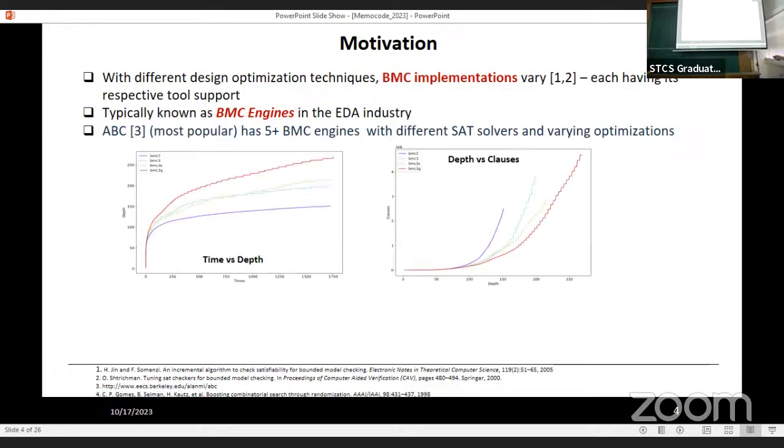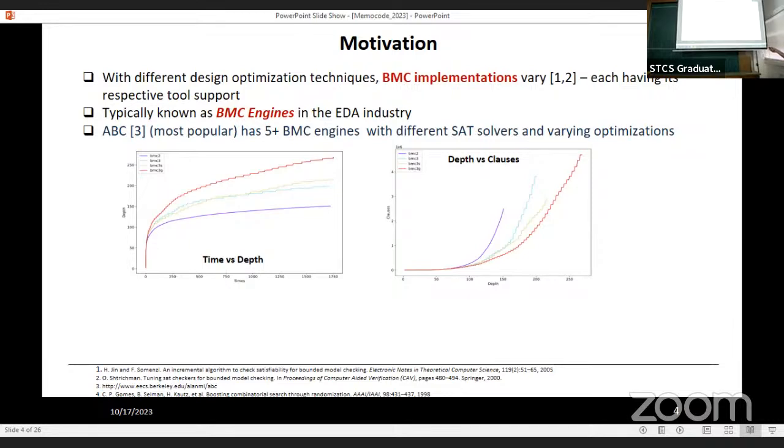Now, when we looked at the popular BMC engines inside ABC, these 4 BMC engines inside this ABC model checker, this is a graph which shows time versus depth, and this is depth versus clauses. BMC 3G, so this is time, which means you give more time, how much depth did the BMC engine reach? What you see is after a certain point, the BMC 3G engine dominates, which means that as time increases, it goes into deeper and deeper terrains of your finite state machine. That's the key takeaway here.